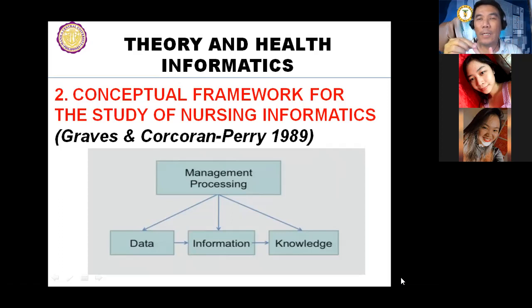Again, in management, we have plan, organize, direct, and it must be evaluated. So in data, information, and knowledge, that's the difference with the first one. The first theory that I presented in number 1 is just presenting to you the concepts of data, information, and knowledge. But here, data, information, and knowledge integrate the management process. Okay, the plan, organize, direct, and evaluate.